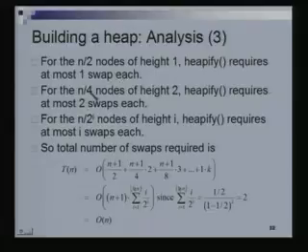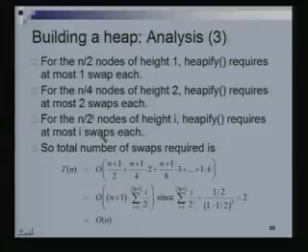For the n by 4 nodes at height 2, the number of nodes is half the number of nodes at height 1. At height 3, the number of nodes is half the number of nodes at height 2, and so on and on. So, at height I there are n by 2 to the I nodes, and for each of these nodes you require at most I swaps.